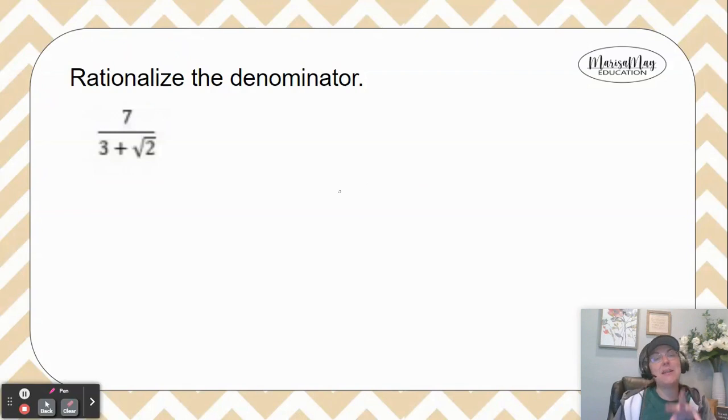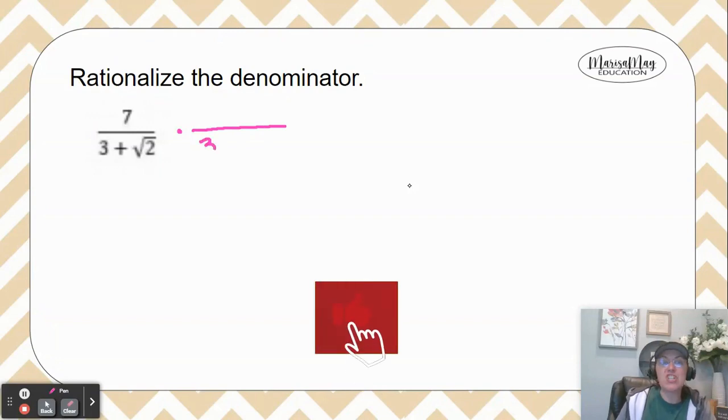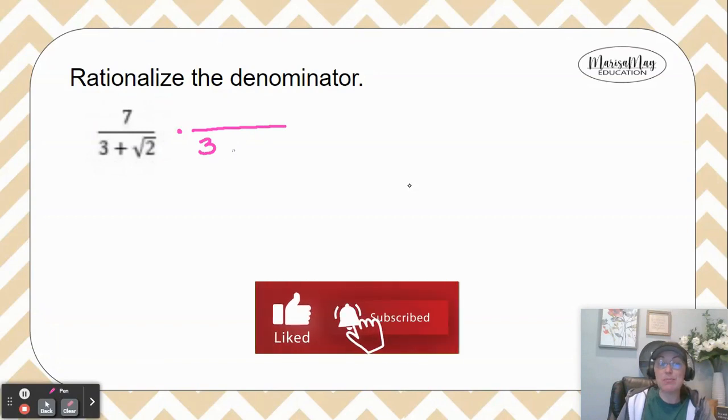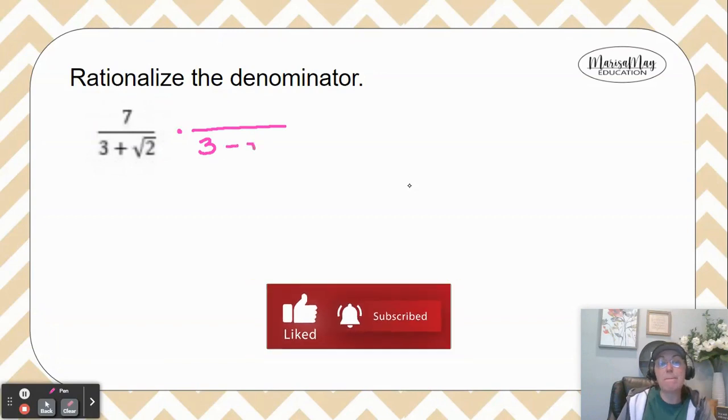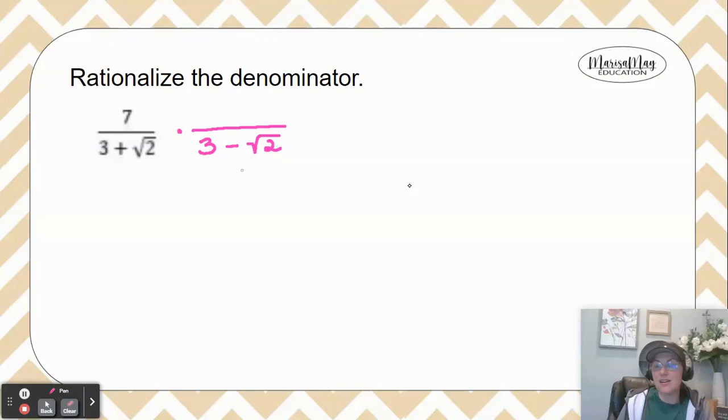Now, before we do that, let me tell you what the goal of rationalizing a denominator is. We want the square root out of the denominator. That's it. We want the square root out of the denominator. The way we do that is to multiply by what's called the conjugate. Now, the conjugate is the term with the square root, but we change the sign. So instead of 3 plus the square root of 2, we do 3 minus the square root of 2. We do that on the top and the bottom of a fraction.